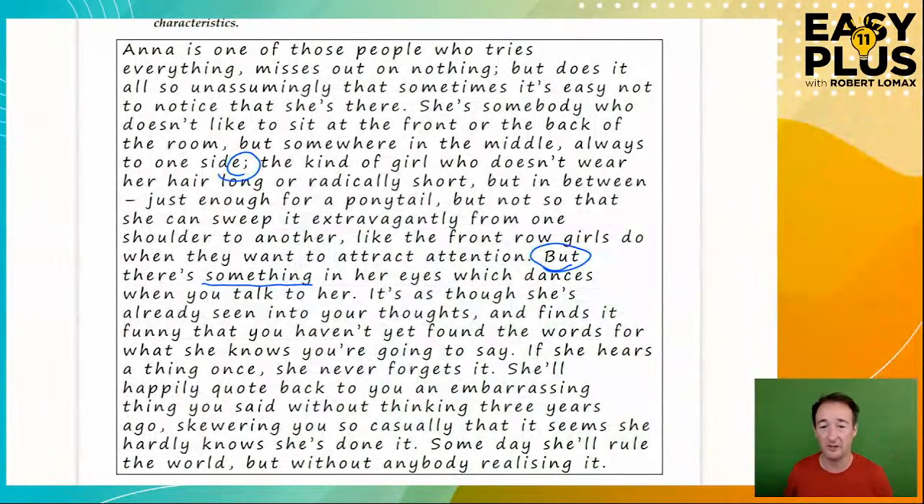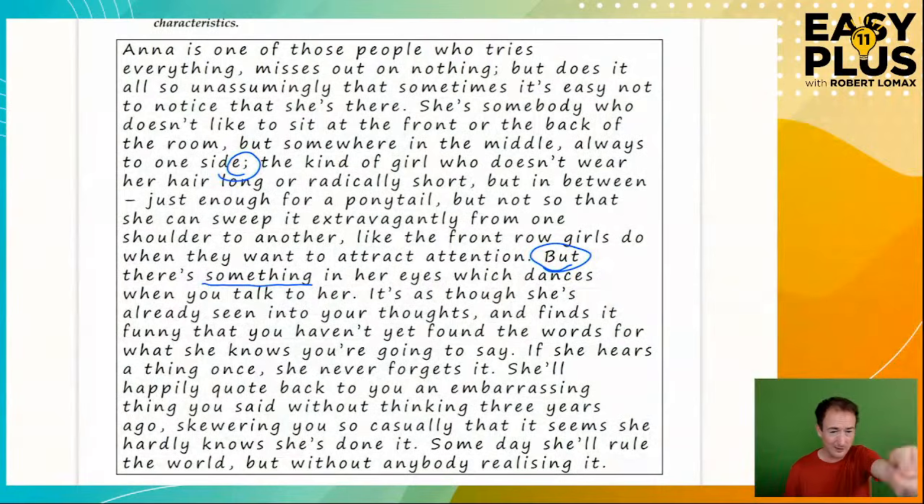So here's the fact. If she hears a thing once, she never forgets it. Okay, now if someone always remembers things, what might the effect of that be socially? How would you feel about somebody who remembered everything you'd ever said? She'll happily quote back to you an embarrassing thing you said without thinking 3 years ago. Okay, so that would be really awkward. How would it feel? Well, if it was an embarrassing enough thing, it might feel quite painful. Skewering you so casually that it seems she hardly knows she's done it.